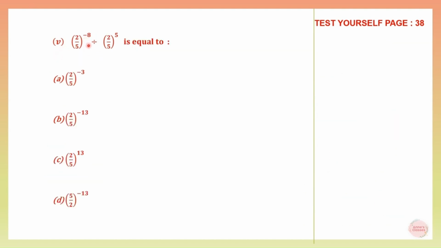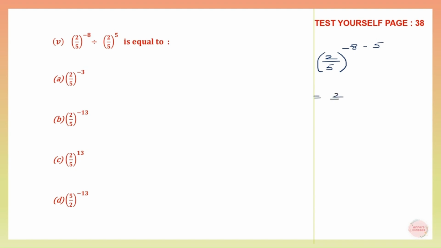Question 5. (2/5) raised to the power of minus 8 divided by (2/5) raised to the power of 5 is equal to what? Here the base is the same and it's division. That means you can subtract the powers. So here I can write this as (2/5) raised to the power of, now we have minus 8 minus 5. We can subtract the powers.